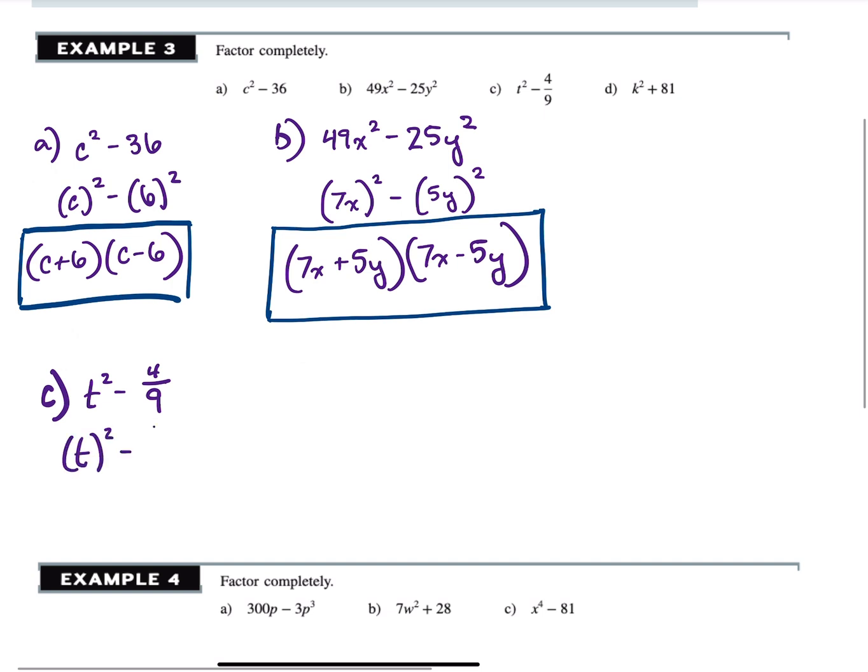And then 4 over 9, it looks like we have a division of two squared terms. 4 is 2 times 2, and 9 is 3 times 3. So we can write this as 2 over 3 squared. If we were to multiply 2/3 times 2/3, we would get 4 over 9. Or we can apply the exponent to the top and bottom of the fraction. So even though we have a fraction, we still have a difference of two squares. So this can be written as t plus 2/3 times t minus 2/3.